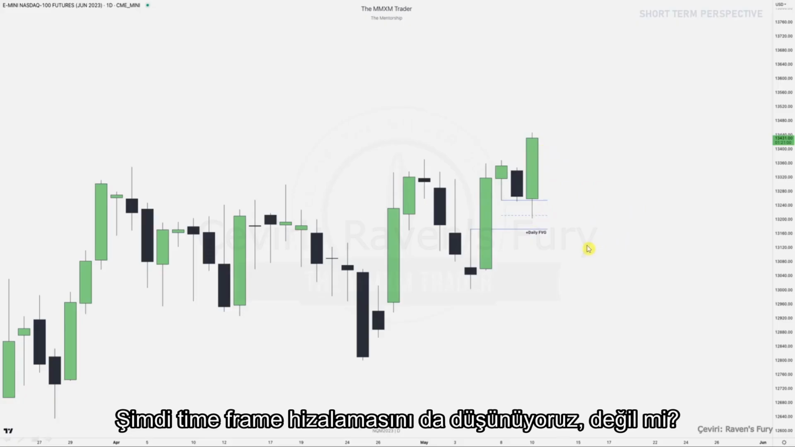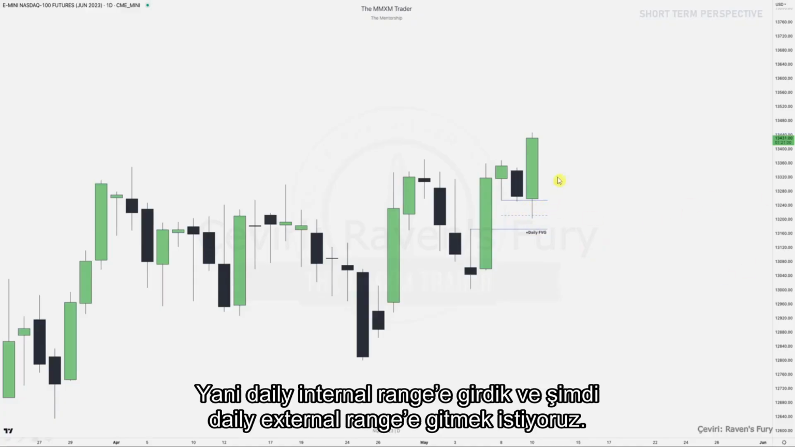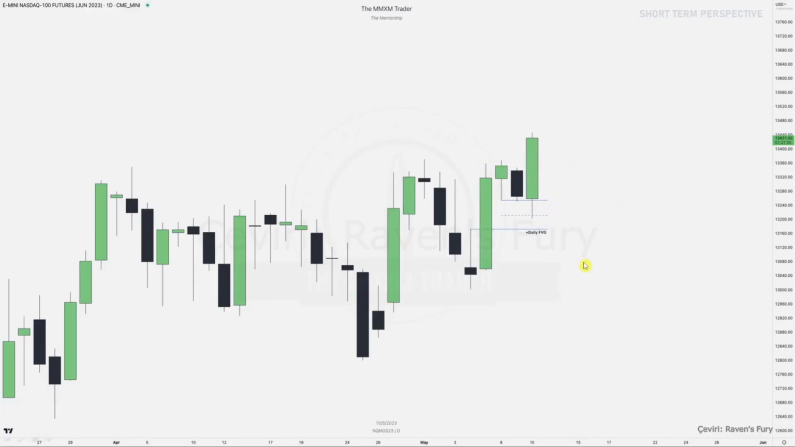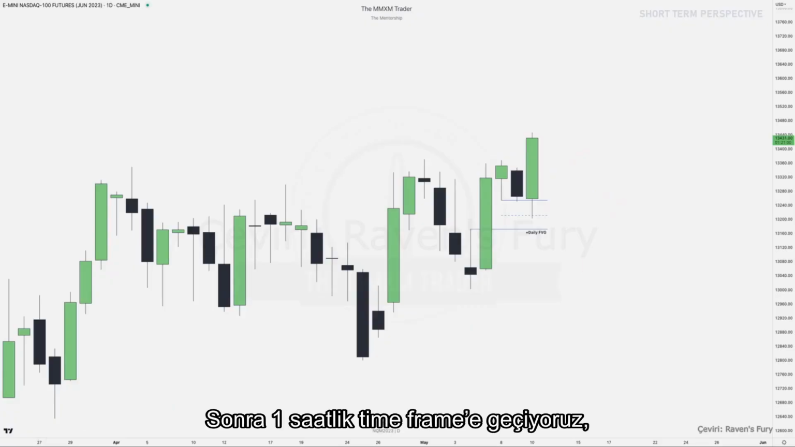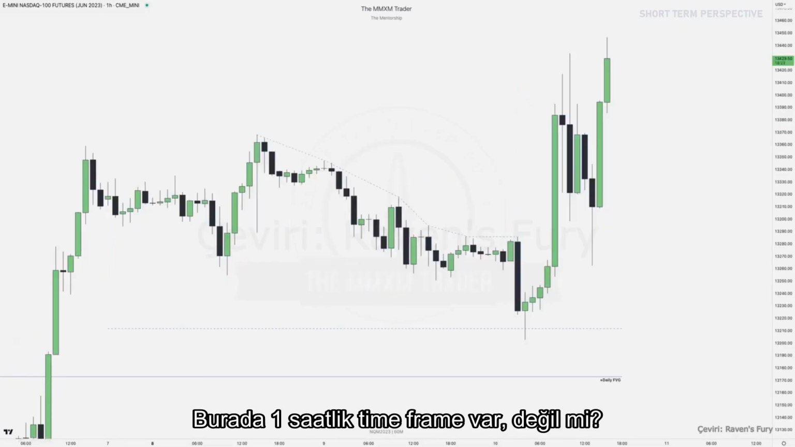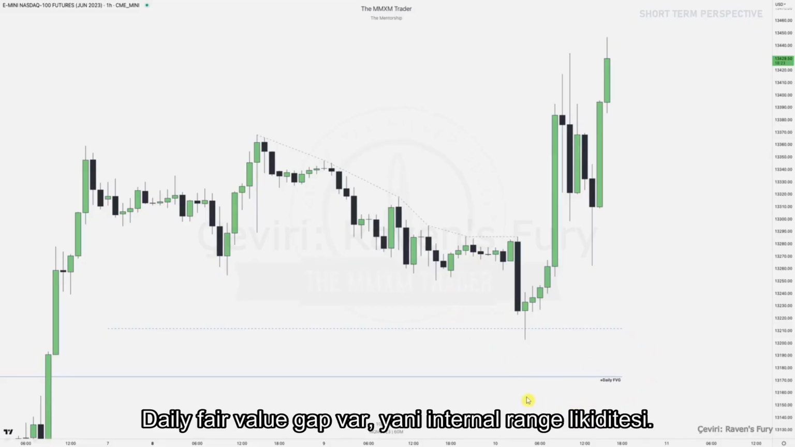Now we're thinking about time frame alignment too, right? We're looking for a daily external range. So we went into a daily internal range, and now we want to go to a daily external range. And what do we use with our time frame alignment? Daily structure, and then we go into a 1 hour time frame, right? So over here we've got that 1 hour time frame, right? Outlined below down here, we've got that daily fair value gap, right? That internal range liquidity.